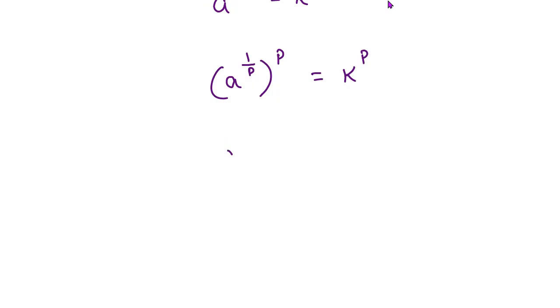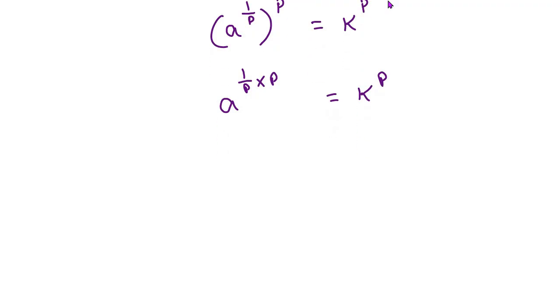And we can write a to the power 1 by p times p equals k to the power p. Then we can write a to the power, this p cancels, 1 remains, so only a is remaining, a equals k to the power p. We can give this one as equation number 1.